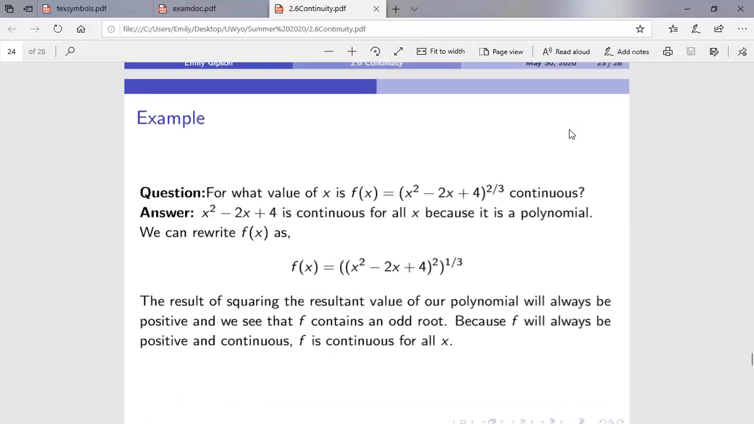So here's our answer. We know that x squared minus 2x plus 4 is continuous for all values of x because it's a polynomial. We have that in a theorem previously in the PowerPoint. We can rewrite f of x as x squared minus 2x plus 4 to the power 2, and all of that to the power 1/3 because of our power rules that we learned back in algebra. The result of squaring whatever value we get out of our polynomial will always be positive, and we know that f contains an odd root. Because f will always be positive and continuous, f is continuous for all x.